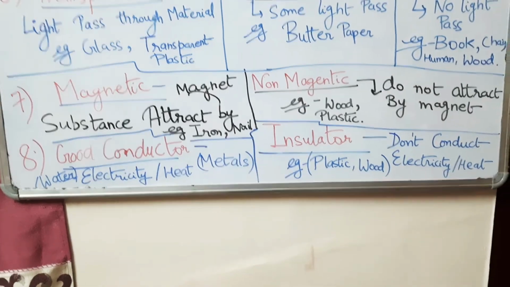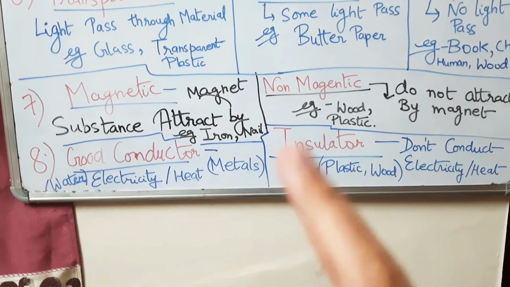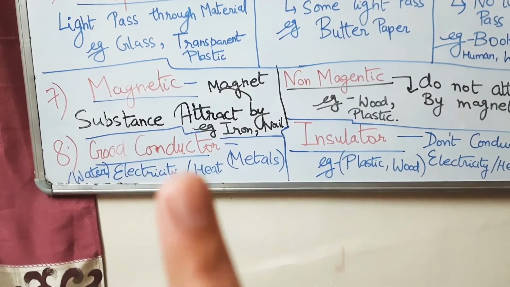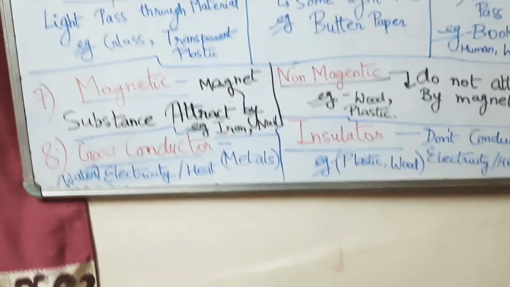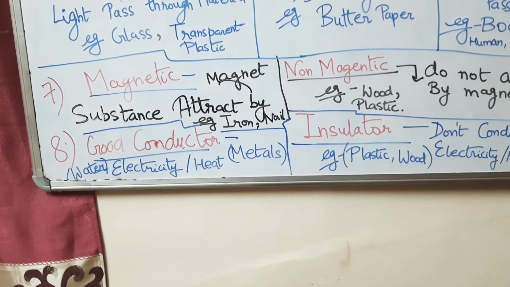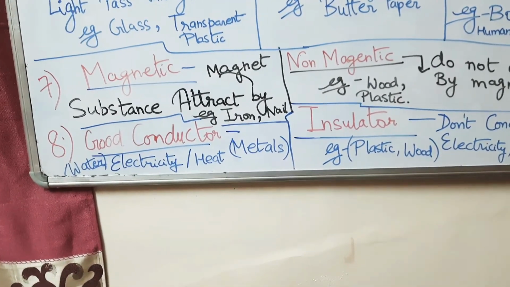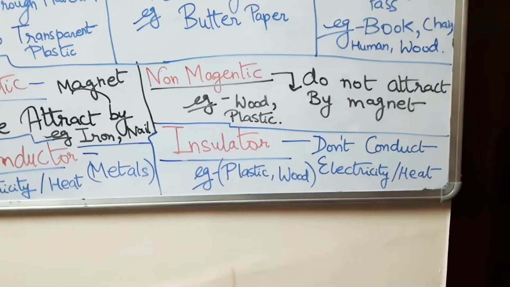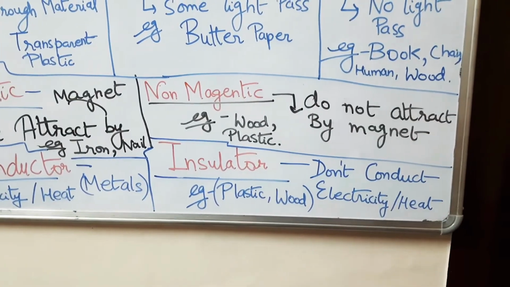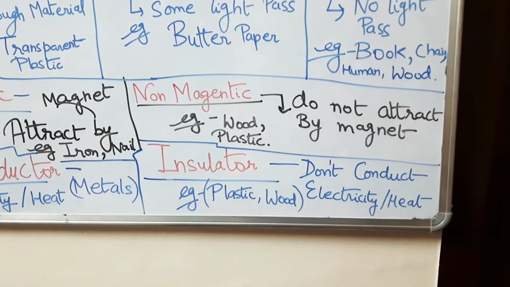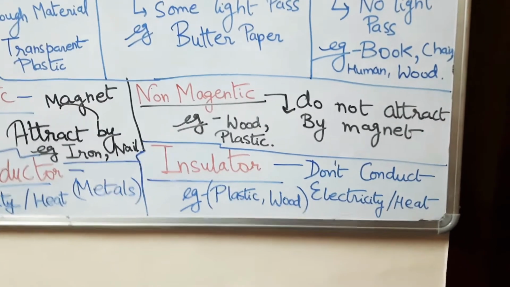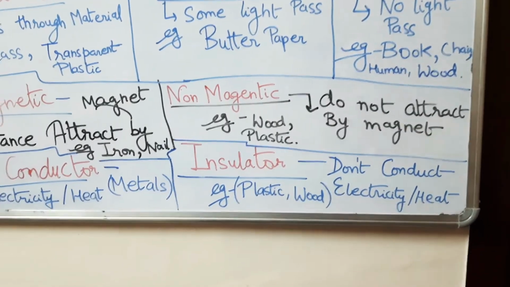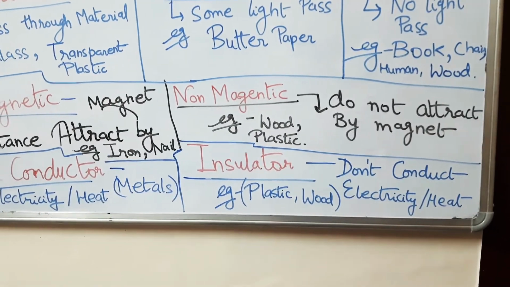Then the good conductor or insulator. A good conductor of electricity or heat means a conductor allows electricity or heat to pass through it. Good conductors of electricity, for example, are metal and water. Good conductors of heat, for example, are metals. Then comes the insulator, through which electricity or heat does not pass. No good conductor, it is an insulator. Insulators are plastic and wood, which do not allow heat or electricity to pass through.